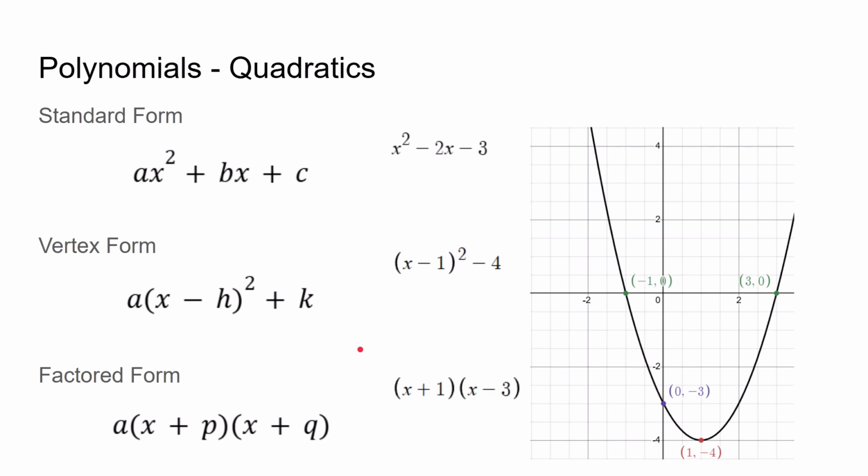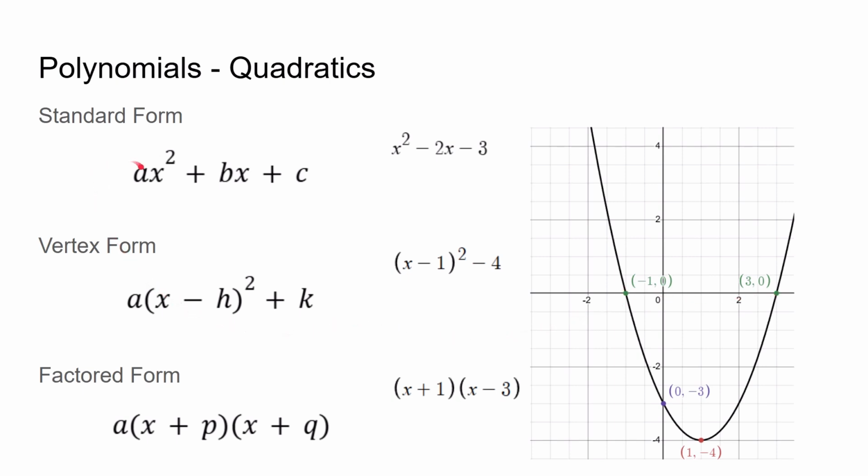And finally, factored form, because these are being multiplied, if either of them are equal to 0, then the function is equal to 0. So you can just set either of the factors equal to 0. So here, when this is 0, x is equal to -1. When this is 0, x is equal to 3. You see that those are the exact x-intercepts for this function.